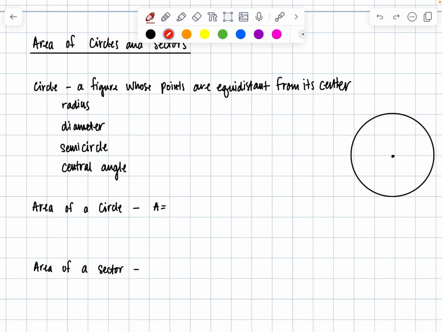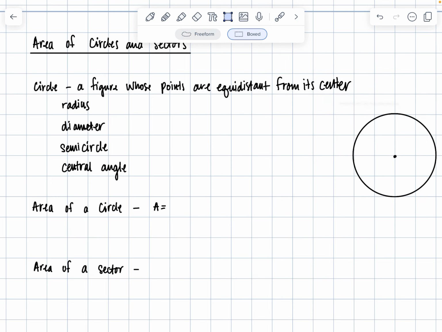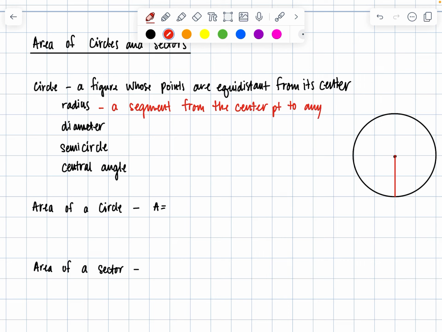Okay? Radius. So let's draw that in. A radius, hopefully you know, is a segment from the center point to any point on the circle. Okay?